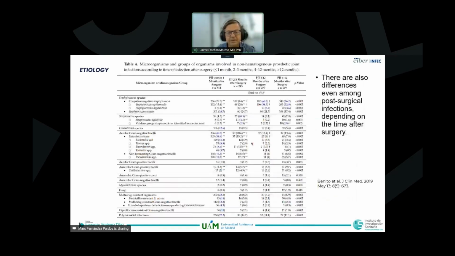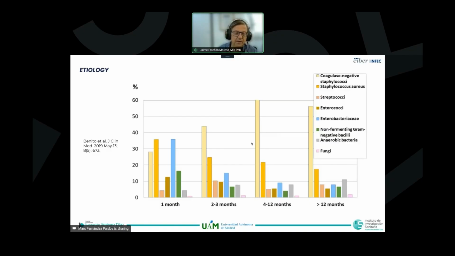We can see the differences among post-surgical infections depending on the time after the surgery. In the same paper, we can see the differences between the different times since surgery. Here we can see the different etiologies in less than 1 month since surgery. Staph aureus and enterobacterales appear as the most important microorganisms, and after the first 2 months, it seems that coagulase-negative staphylococci appear as the most important microorganisms. As you can see in this slide and in the past slides, fungi and other microorganisms are very uncommon.